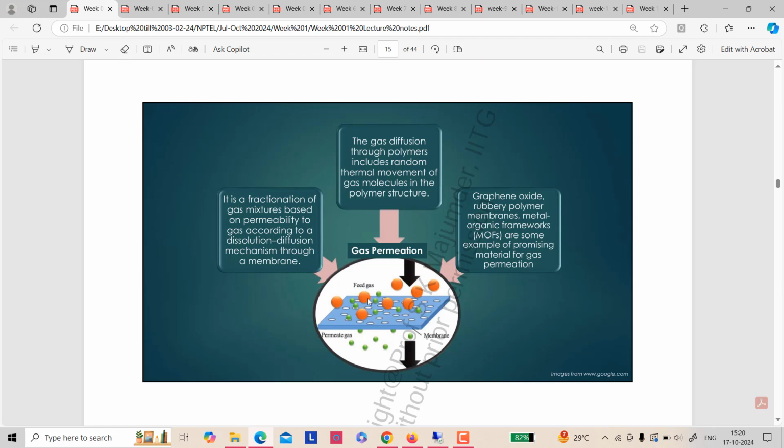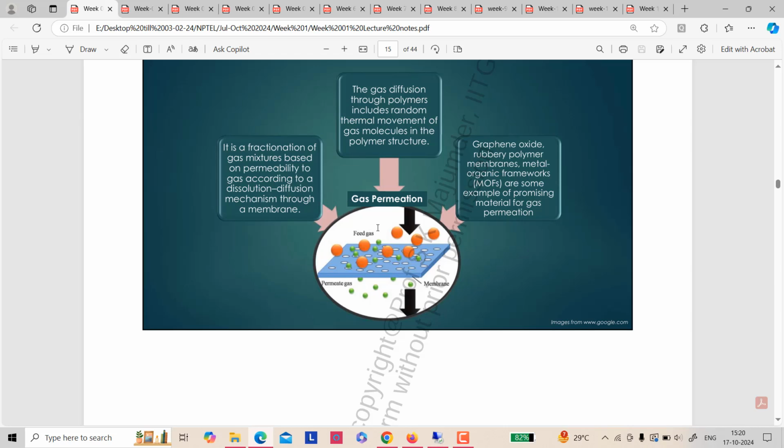So it is written that it is a fractionation of gas mixtures based on permeability to gas according to a dissolution diffusion mechanism through a membrane. That means there are mixtures of gases, so the membrane is made in such a way that some gases, which we don't want, can pass through it. Our desired gas remains on the other side of the membrane, and that is how we can separate it. So it also comes under electrochemical process.